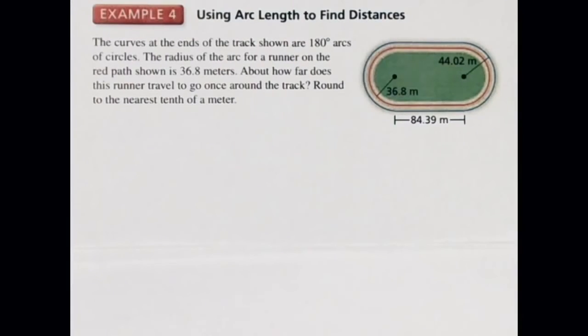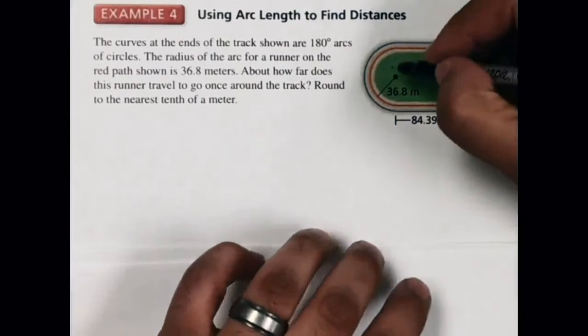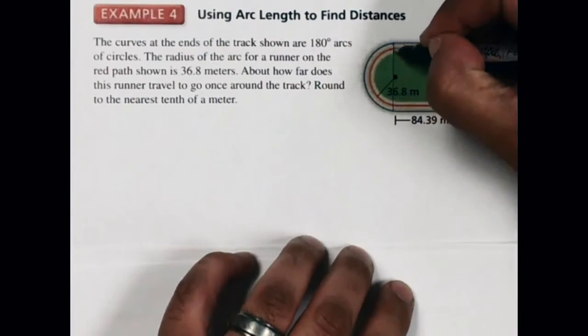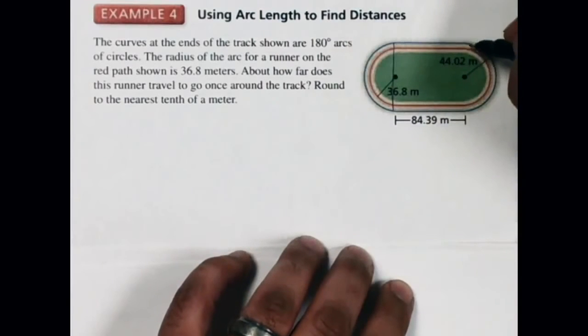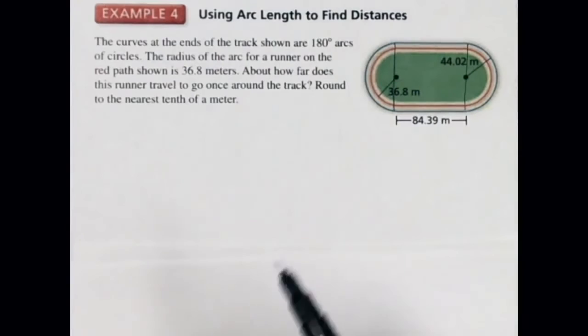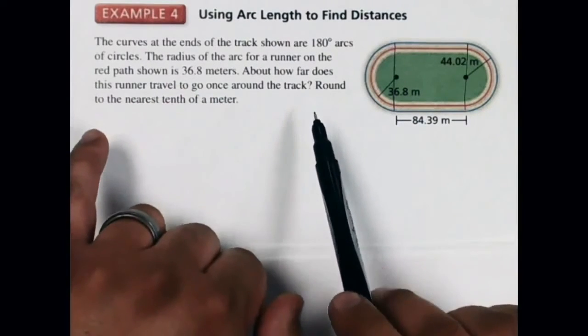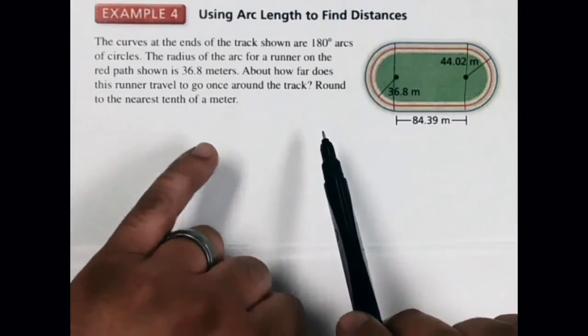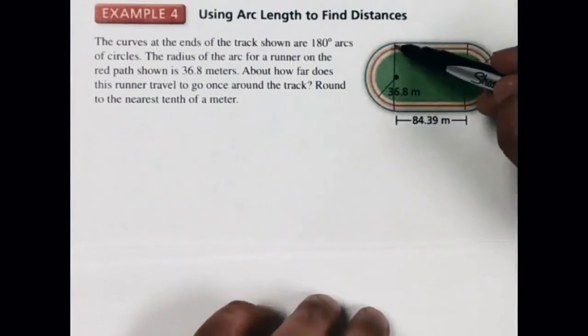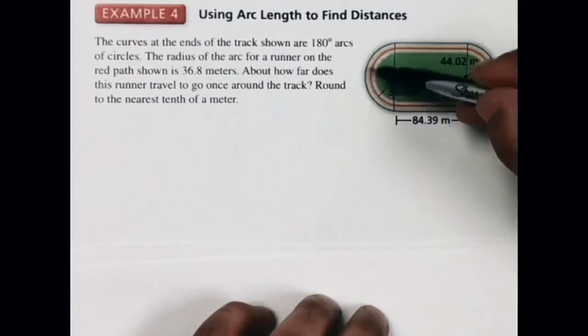All right, in this next example, I'm looking at a kind of a track. The curves at the ends of the track shown are 180-degree circles, or arcs, which are semicircles. So basically, I'm cutting this in half right here, and this would be half a circle. Over here would be the other half of the circle. Okay, the radius of the arc of the runner is 36.8 meters. About how far does this runner travel to go once around the track? So basically, I'm looking at this length going this way.